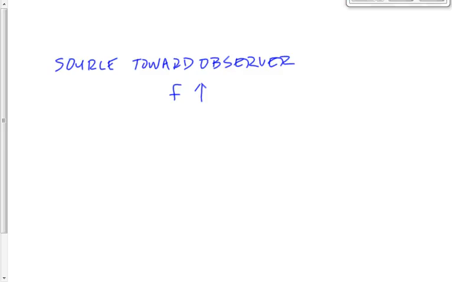Now, if the source is going away from the observer, Mackenzie asked a good question yesterday about why exactly this happens, and we gave you some information about the scrunching up of the waves and the spreading out of the waves behind the moving source and so on. Bottom line is, if the source is going away from the observer, what's going to happen to the frequency? Is the apparent frequency going to go up or going to go down? It's going to go down. It's going to sound like a lower pitch.